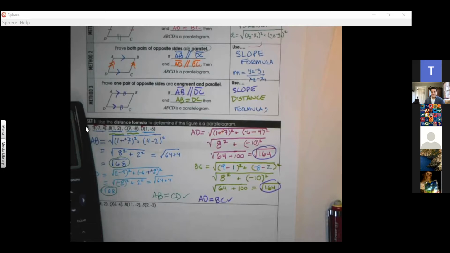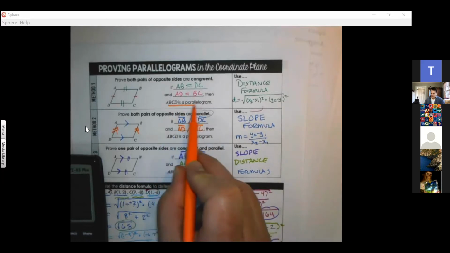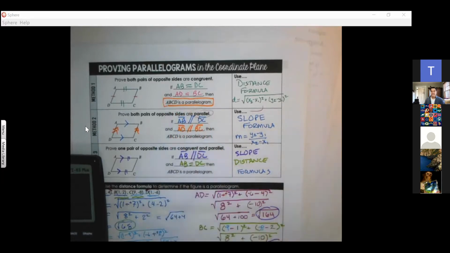Oh no, that it is parallel. We got two sets of sides that are equal. That's what we asked for up here. If we can find two sets of opposite sides that are equal, then they're congruent. Oh, it's a parallelogram.